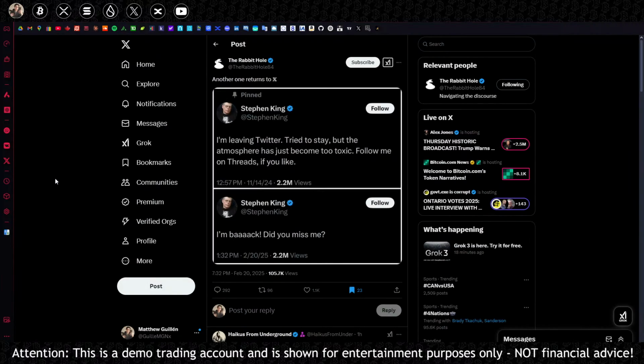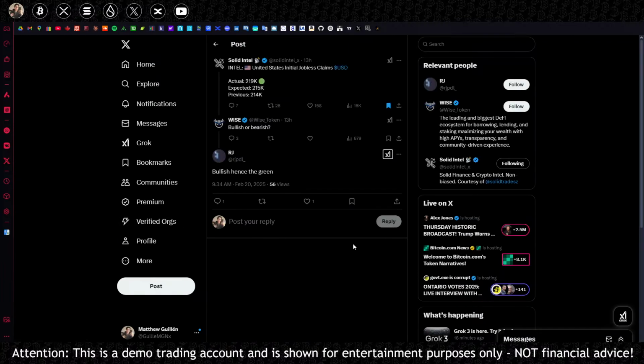Let's get to some of the news. Remember Stephen King? He left Twitter because he tried to stay, but the atmosphere had become too toxic. This was like before Trump was elected. Oh no, after. It was after. Follow me on Threads if you'd like. Well, Threads is dead. He came back. Did we miss him? No, probably not. I don't think we care.